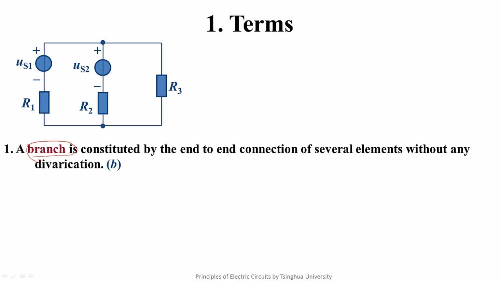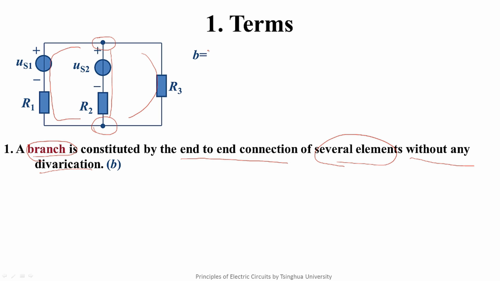Several elements connected to each other without any derivation form a branch. For the circuit, this is a branch. That is, elements connected head to end without any derivation. This is another branch. This is a third branch. This junction separates the three branches. So the amount of the branch is 3 in this circuit.